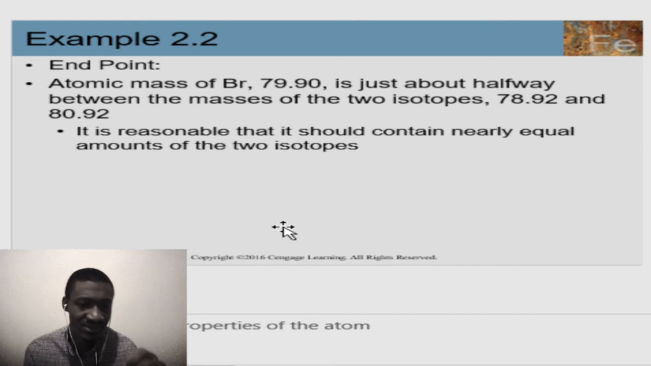So at the end, we know that our atomic mass for bromine is 79.90, and it's just halfway to both of them, which is like kind of your average, and it's quite reasonable because it's nearly equal to the two isotopes, similar to what we did with chlorine, where you have 35 and 37, and the middle ground is 35.5, which is your average.